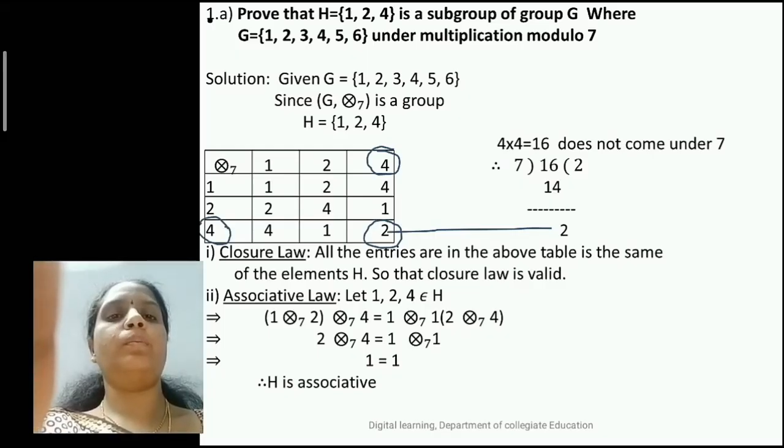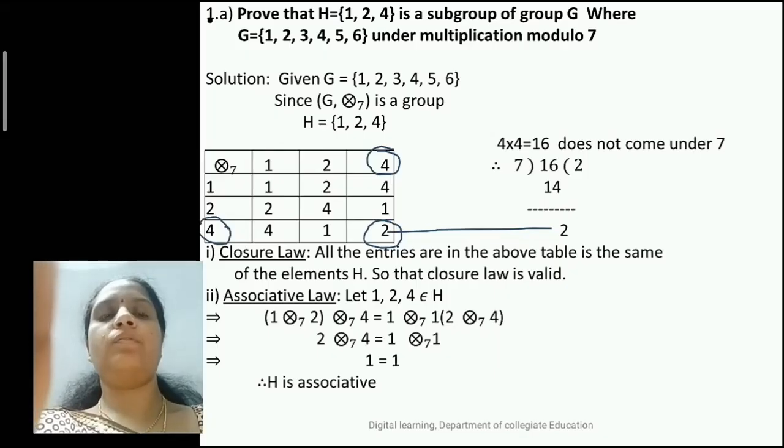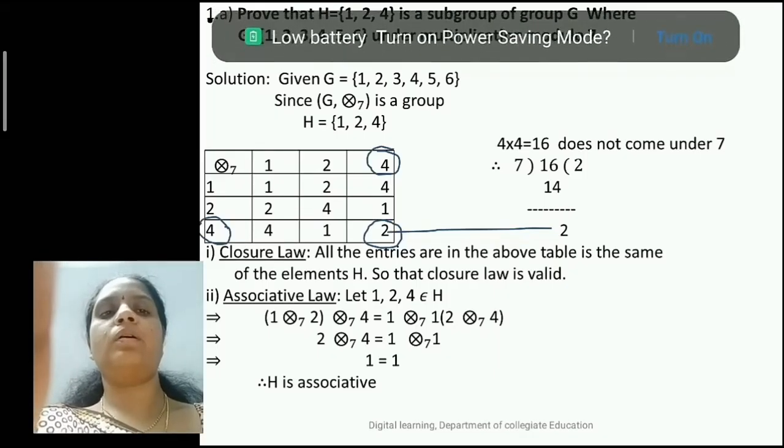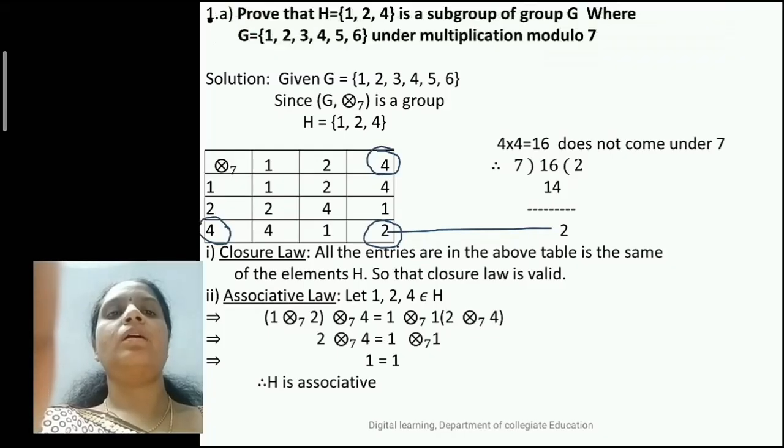1 into 1 is 1. 1 into 2 is 2. 1 into 4 is 4. Again in the third row, 2 into 1 is 2. 2 into 2 is 4. 2 into 4 is 8, but we can't write 8 because it is multiplication modulo 7. So with the difference of 1, we got 1 in the table. Again in the last row, 4 into 1 is 4. 4 into 2 is again 8, therefore we write 1.